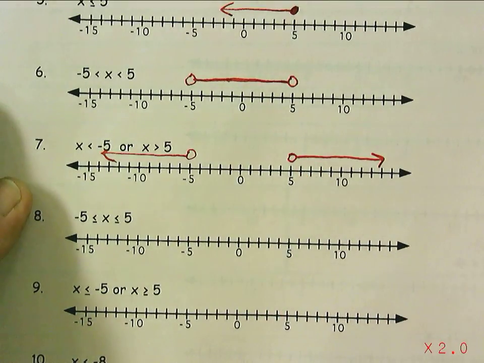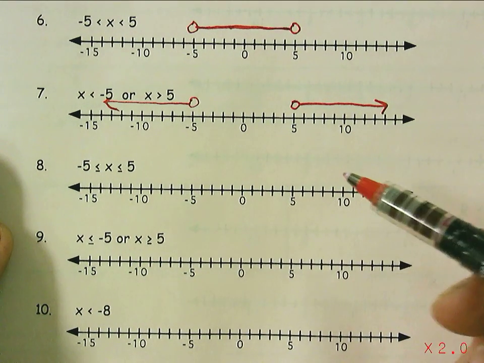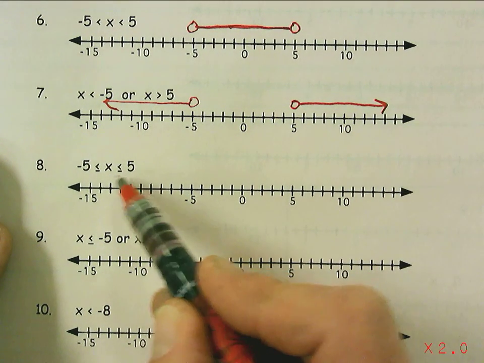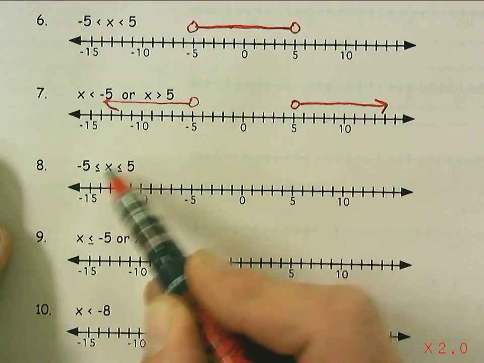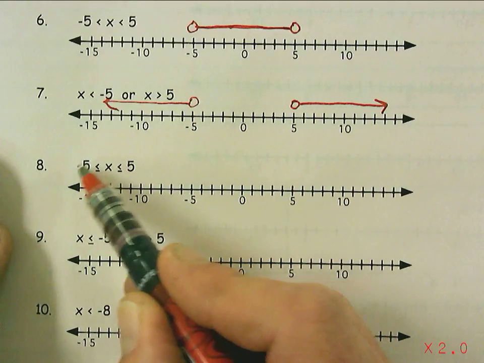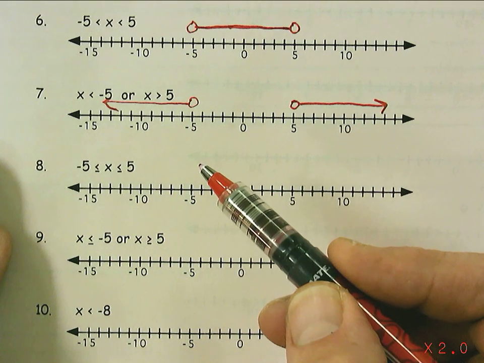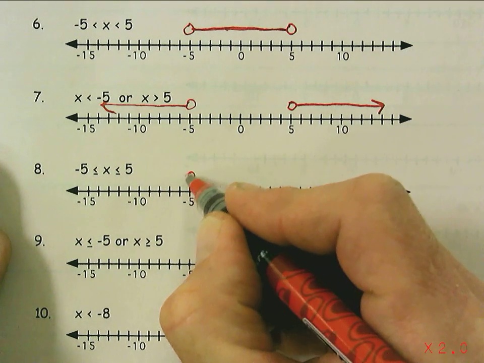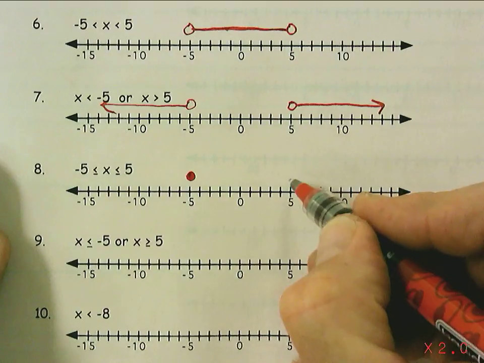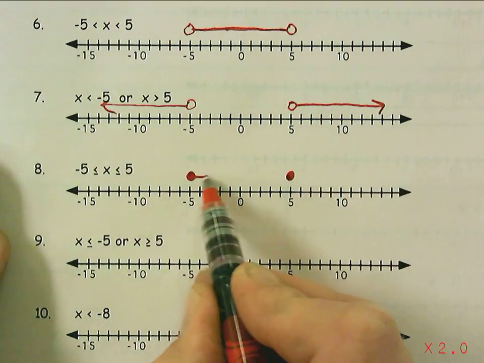And now we're going to look at two more in this set, because now we're just going to simply change the symbol. Again, it's less than or equal to or greater than or equal to. In this case, x is between two places, but it's also equal. So just like we did in number 6, it's going to look the same as 6, except we're going to have solid circles because it includes the -5, and it includes the +5, and it includes everything in between.